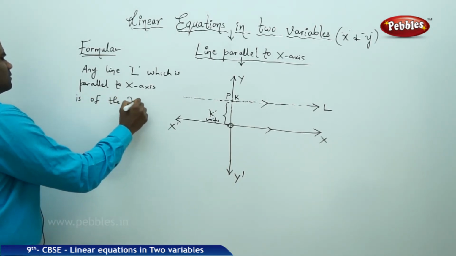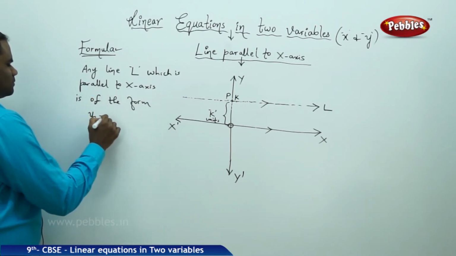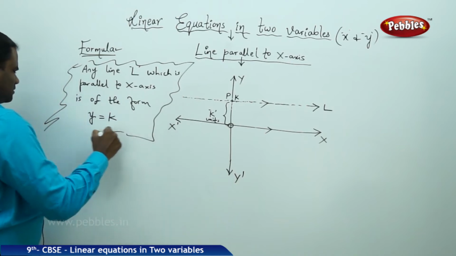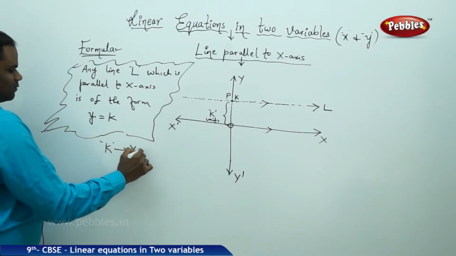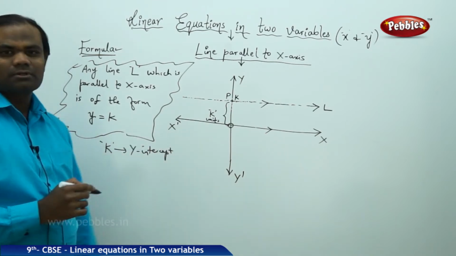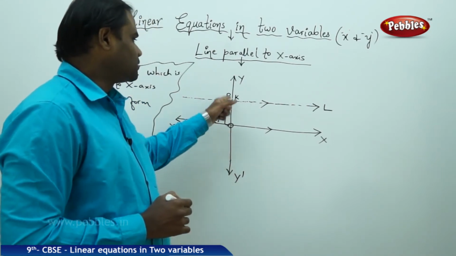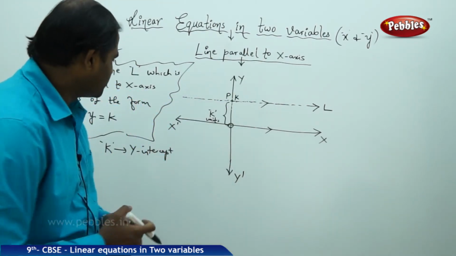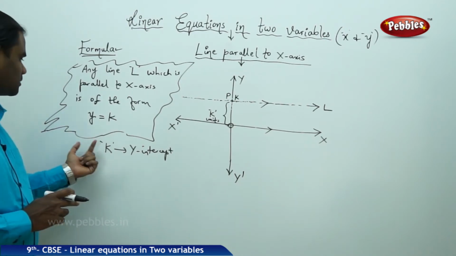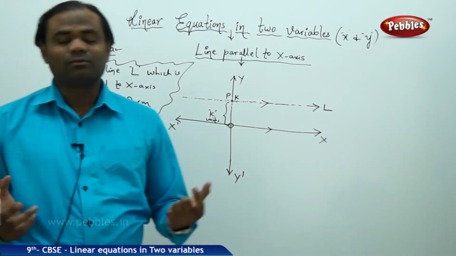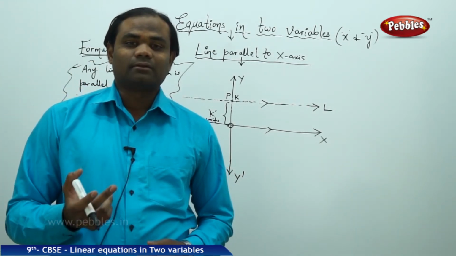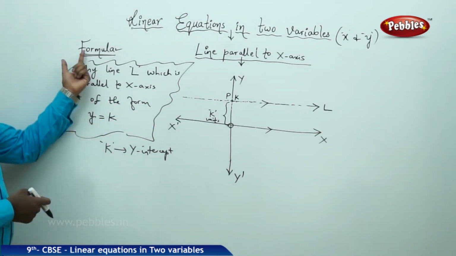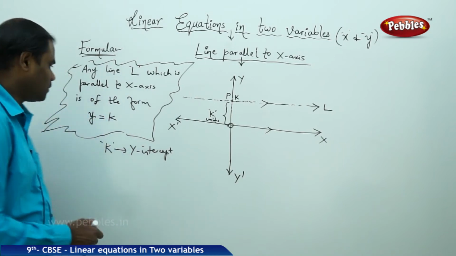is of the form y equal to k, is how I understand the formula, where k is the y-intercept, or k is the distance from the origin to the line L, or the distance between the line L and x-axis. Therefore, any line parallel to x-axis must be of the form y equals k, k being the y-intercept, the point where the line cuts y-axis. So this is how we derive the formula, where any line parallel to x-axis is of the form y equals k.